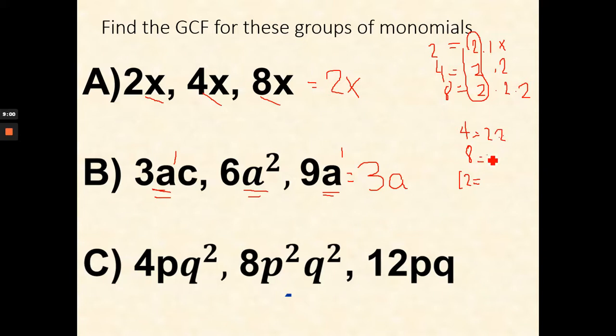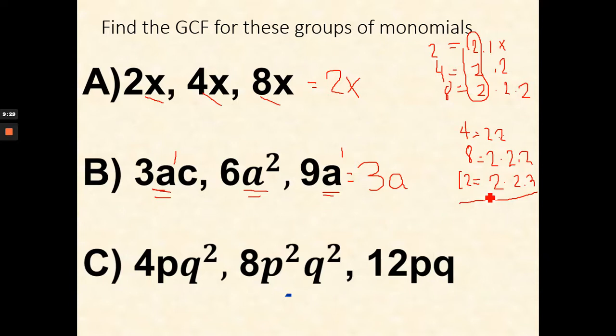How about 8? That is 2 times 4, but you can still factor it. 2 times 2, that is 4, times 2, that is 8. Then 12 is 2 times 6. But can we still factor 6? Yes, it is 2 times 3. 2 times 2, that is 4, times 3, that is 12.